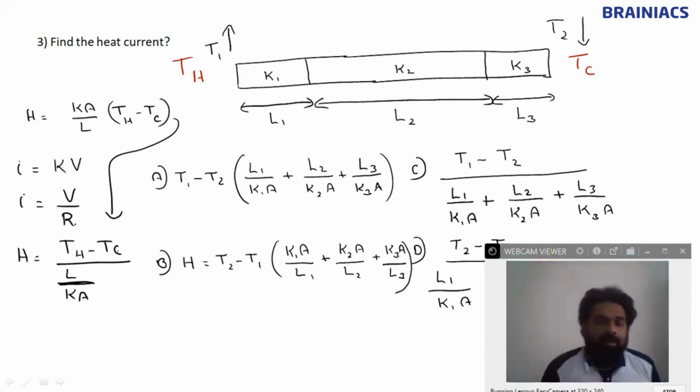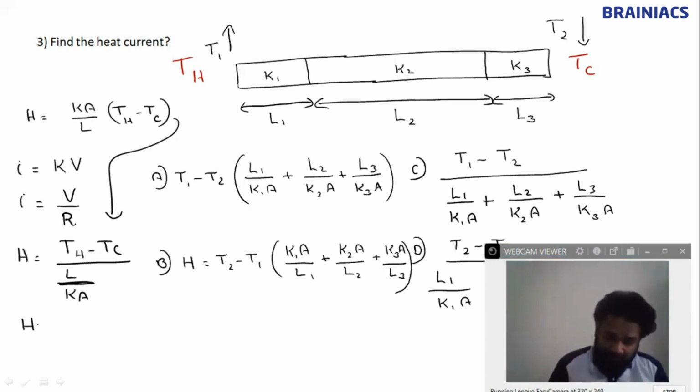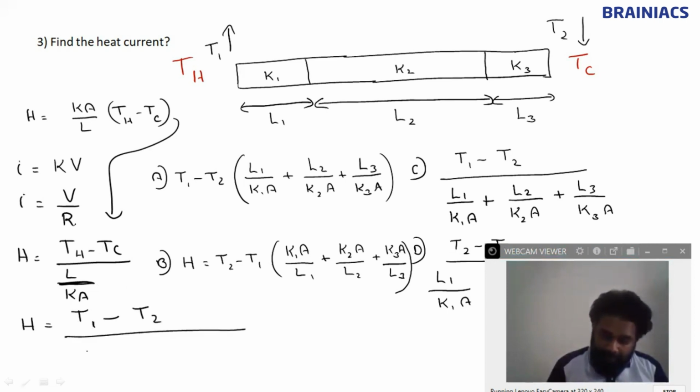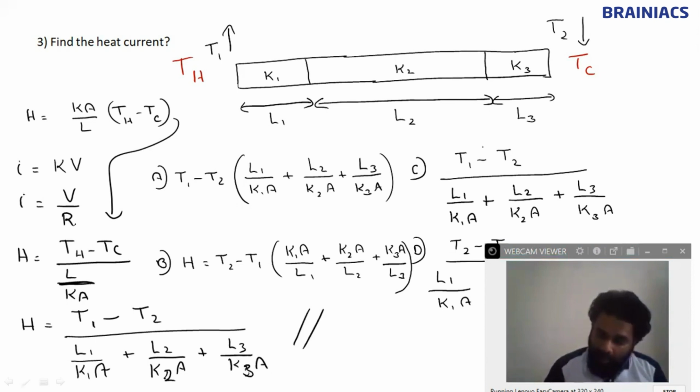Now these slabs are connected in series. Series connection we have already discussed. This is going to be Th, that is T1 here, minus T2, divided by the resistance of each one. So L1 divided by K1A plus L2 divided by K2A plus L3 divided by K3A. This is going to be the heat current. So option C is correct.